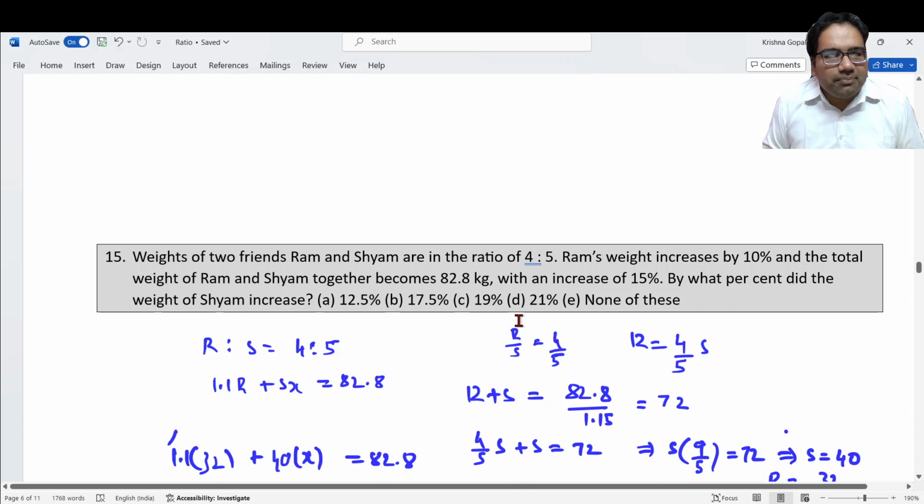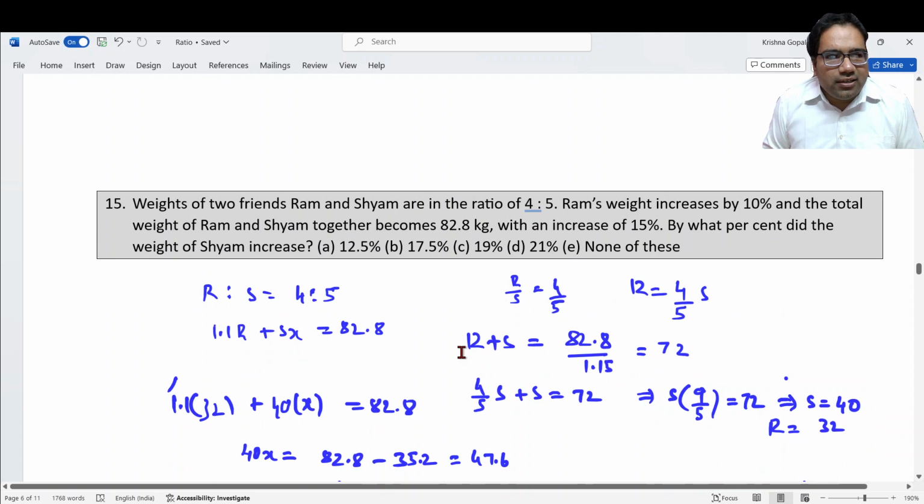Right. Ram and Shyam, R by S is equal to 4 by 5. That is already given. That means Ram equal to 4 by 5 into S. Right. And Ram plus Shyam, originally what was it? The total weight has increased to 82.8, right? Which was an increase of 15%. What does that mean? Ram plus Shyam original weight was 82.8 by 1.15, right? Which becomes 72, right?